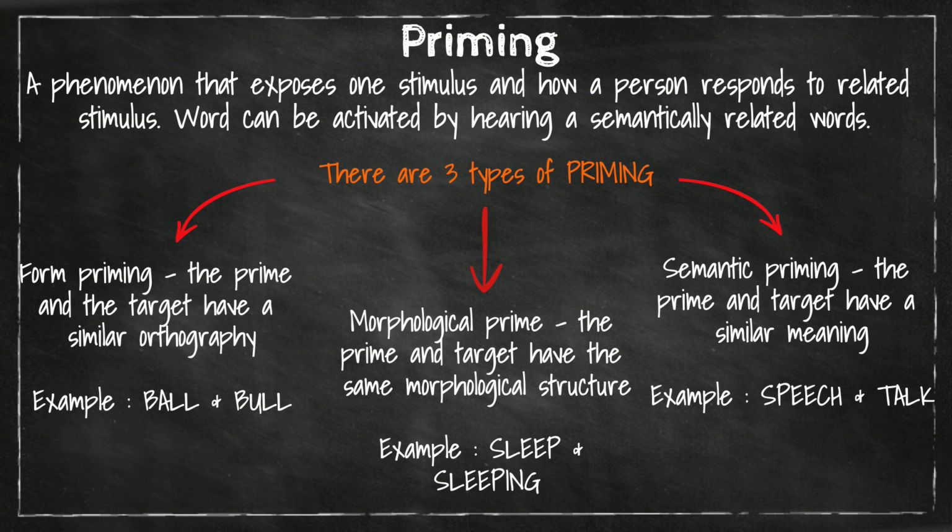Next, we have morphological priming. The prime and the target have the same morphological structure. For example, sleep and sleeping. And lastly, we have semantic priming. The prime and the target have similar meaning. For example, speech and talk.